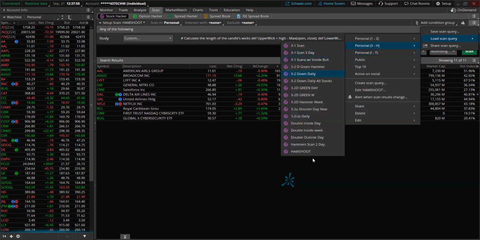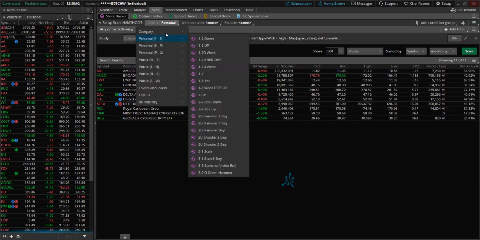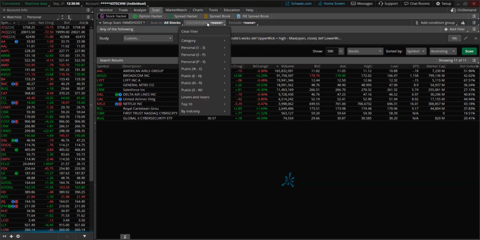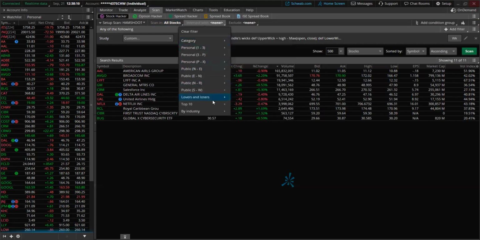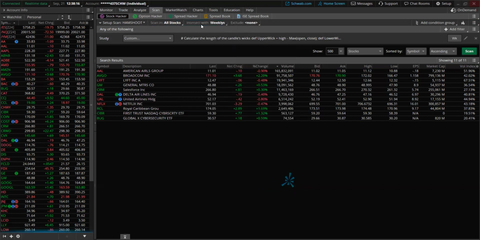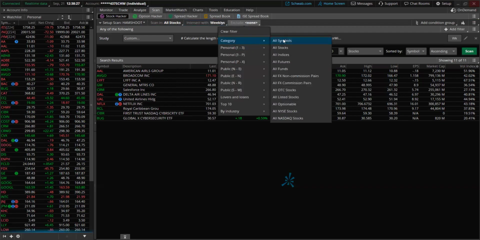So I'm going to go ahead and choose ham shoot. Right now I have it coded to my personal list, but if I wanted to just see all stocks, for those of you who don't have your own list, and I wanted to include weeklies, because I'm not really interested in monthly expirations only, I'm going to go ahead and go to weeklies.